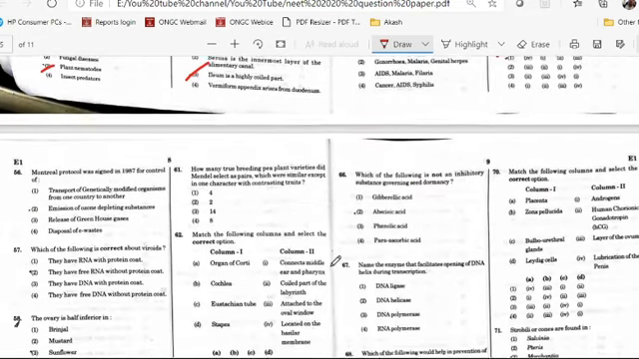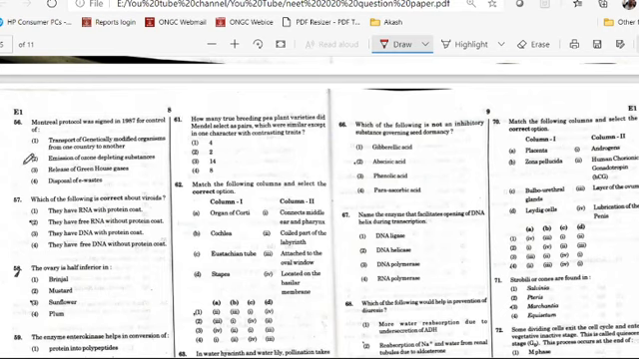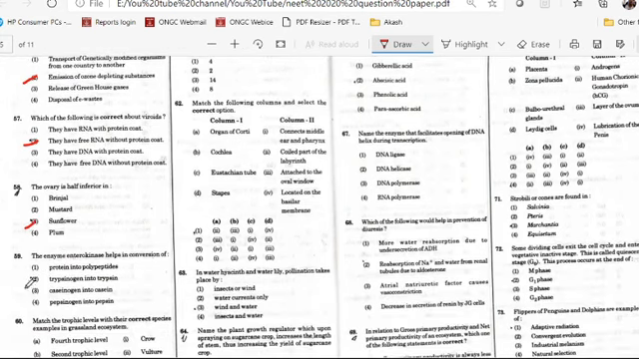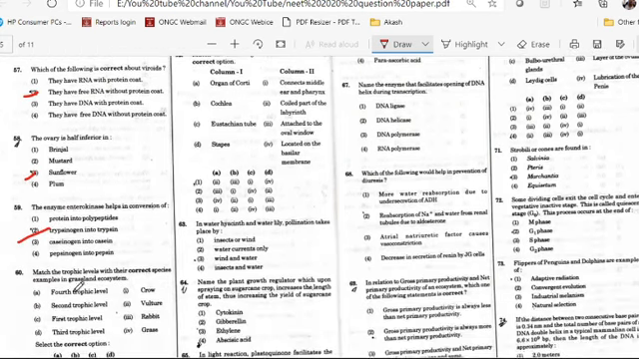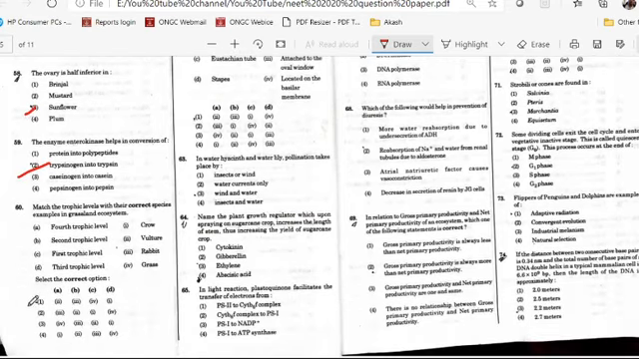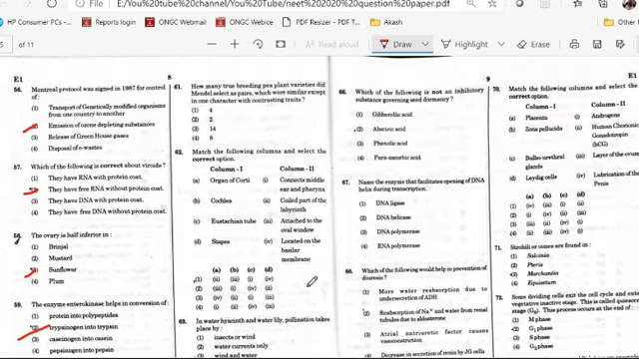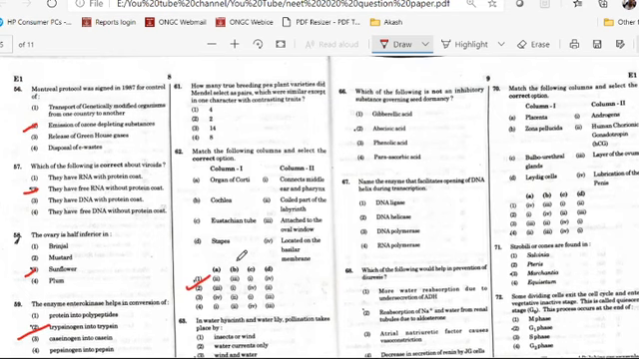In question number 56, the answer is option 2. Next, in question number 57, the answer is again 2. They have the free RNA without protein coat. In 58, the answer is sunflower, option 3. In 59, the answer is 2. In question number 60, again column matching, option 1 is the answer. In question number 62, column matching once again, the answer is option 1.